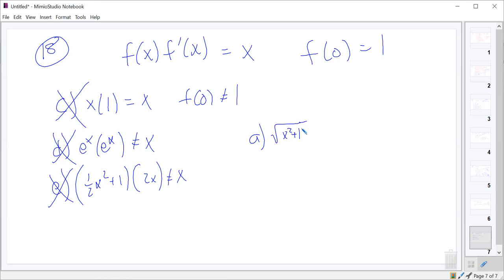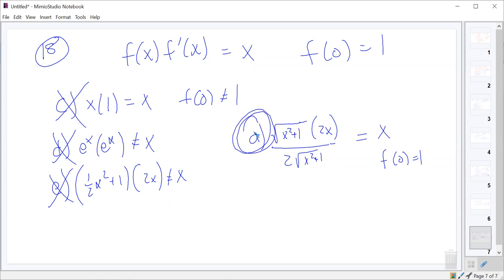Derivative of the square root of x squared plus 1 is 1 over 2 root x squared plus 1 times the derivative of x squared plus 1, which would be 2x. So that does equal x. And then I'd plug in f of 0 and say f of 0 is 1, and say, looks like it's choice A.